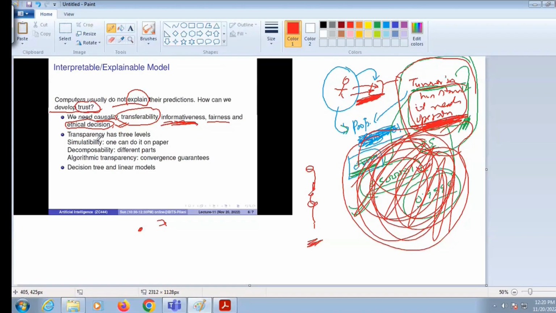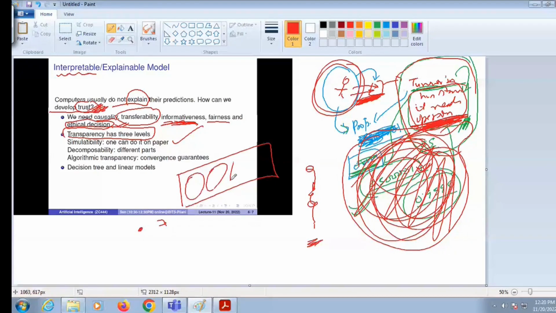So nowadays people are talking about these things also, that whenever there is a decision given by the computer, it should be interpretable, explainable, so that we can understand, we can build trust on the system. Very interesting idea. Okay, and transparency actually comes with three levels: that whatever this particular machine is doing, that can also be done on pen and paper. Okay, and when it is going to compute something, there should be some parts of that, based on this it is going to find out this, based on this it is going to find out this.